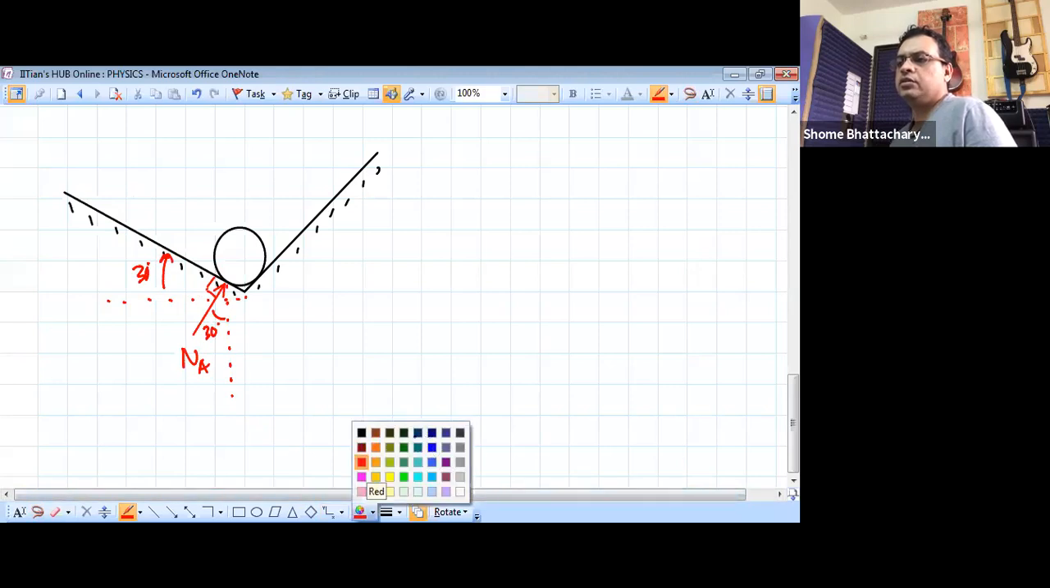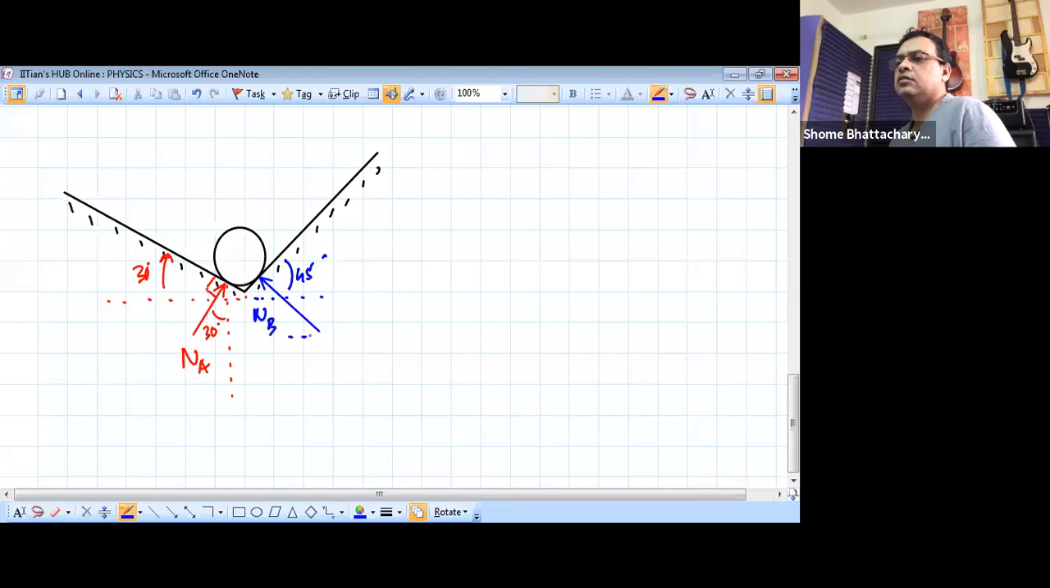And similarly, this other point where the normal reaction due to the second surface is acting. In this, you don't even need to think twice about the angle because it's 45 degrees. So it just bisects. So this inclined plane is making an angle of 45 degrees here. So this normal reaction NB, let's say, is at this angle of 45 degrees.